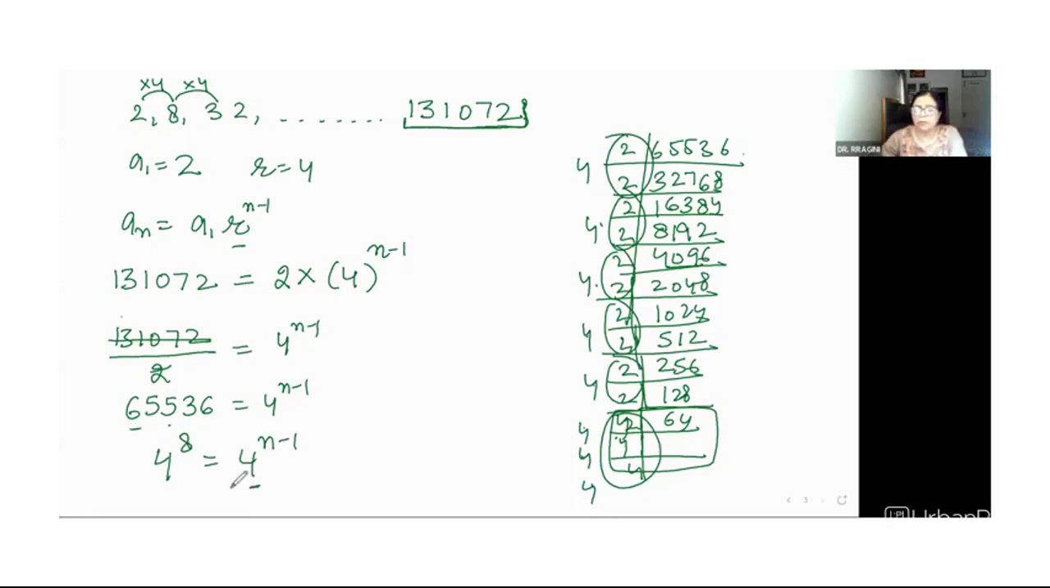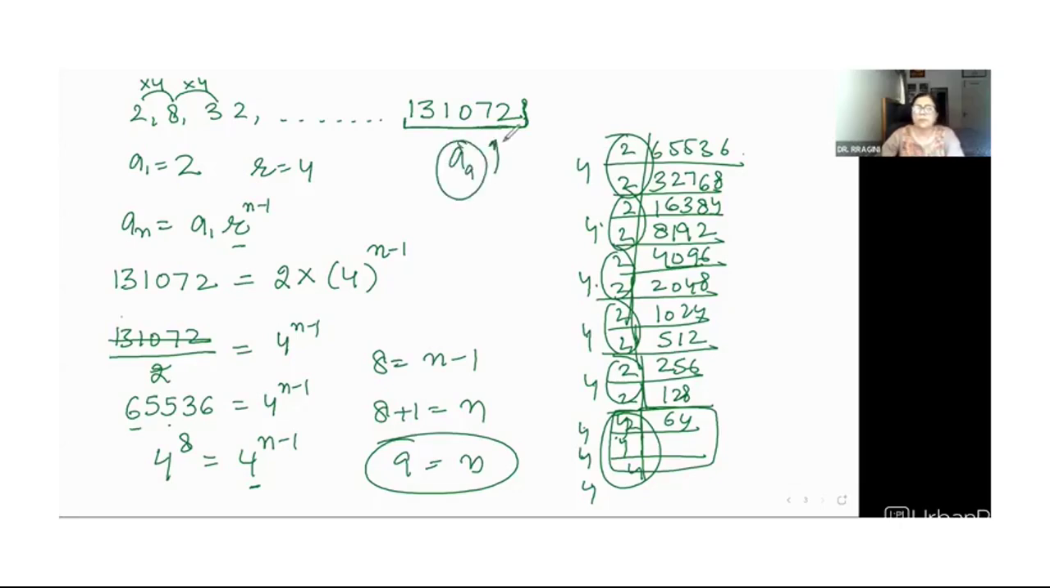So instead of 2, I took 4 as the base just to equate this. Now equating the bases of these two equations, we have 8 is equal to n minus 1. 8 plus 1 is equal to n. So n becomes 9. Right? That means this will be the 9th term of this sequence. Right? So this was the basic about how to find the nth term, or to find n for the given value of any term.